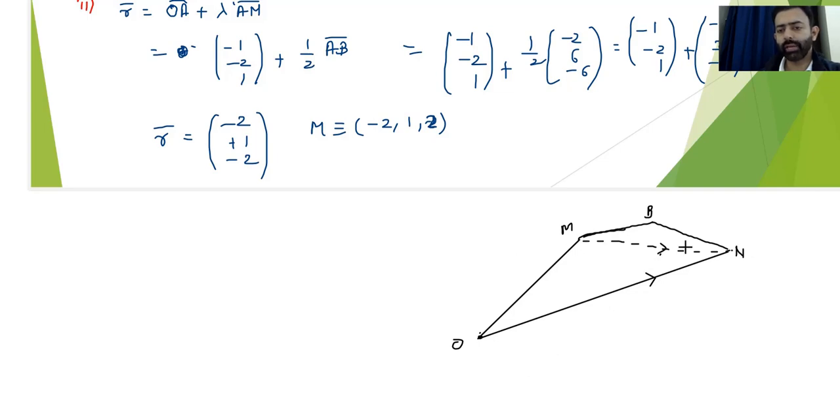Okay. So MN we have to find out. MN means OM plus lambda times MN is equal to ON. This is the vector equation, right? So third part is OM vector R is equal to OM plus lambda times MN will be the vector equation.